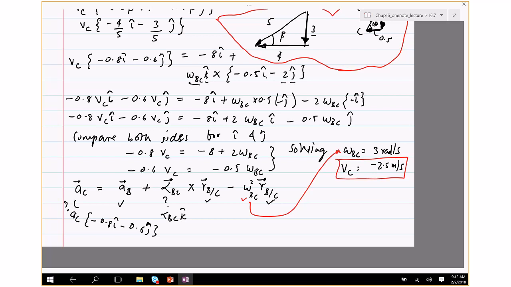Any questions on this? So it's a lot of math, but you're going to go very systematically, very slowly. If you do not get this right, it's going to affect what you're going to get when you solve this, because it relies on omega BC, which came from the first part.